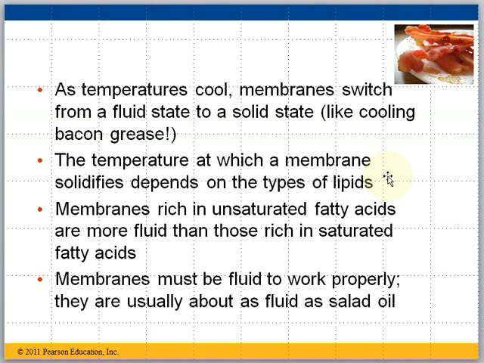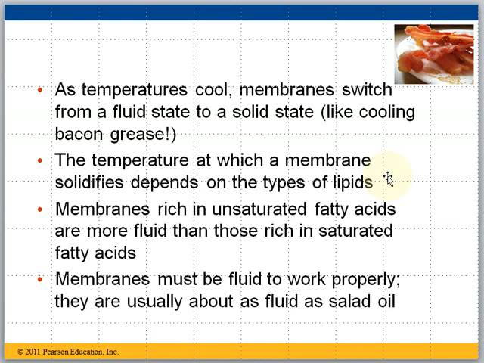They're not completely saturated with hydrogen. So if the membrane is rich in unsaturated fatty acids, it tends to stay in a fluid state longer, or more often, or at a lower temperature. If the membrane is filled with saturated fatty acids, it's going to be more solid. Again, remember, saturated fatty acids would be more like lard and butter, and the unsaturated would be more like vegetable oil. So the membrane, for it to work, has to be in a fluid state.